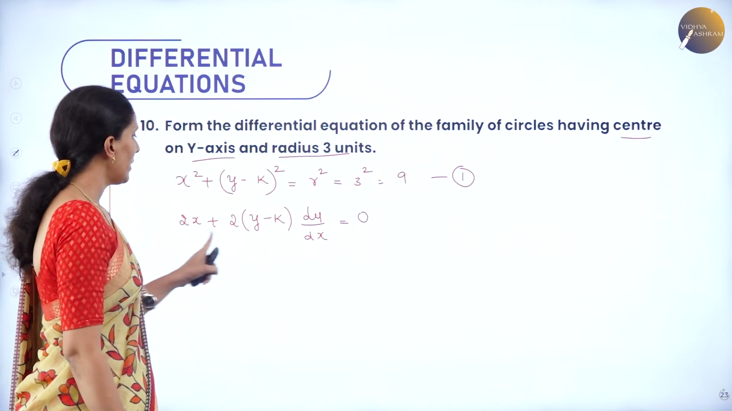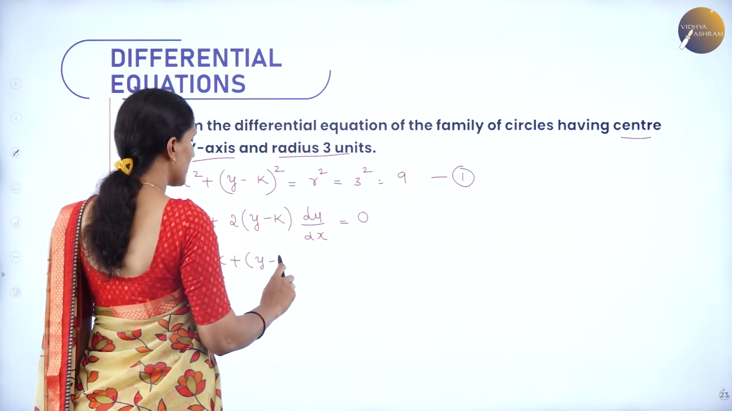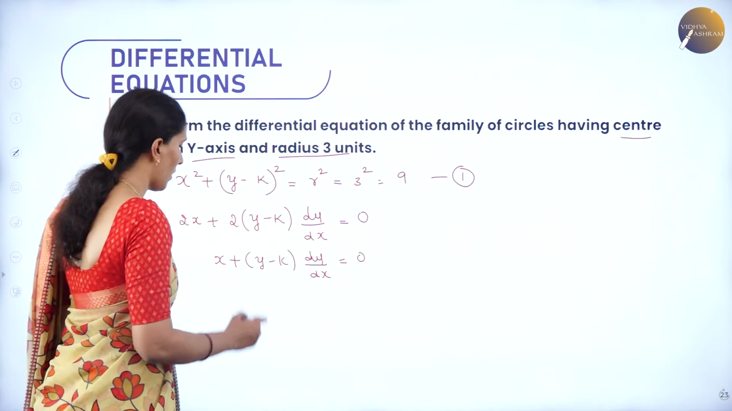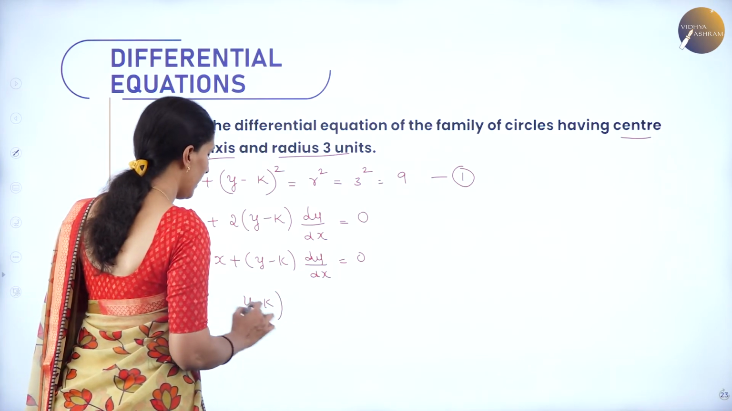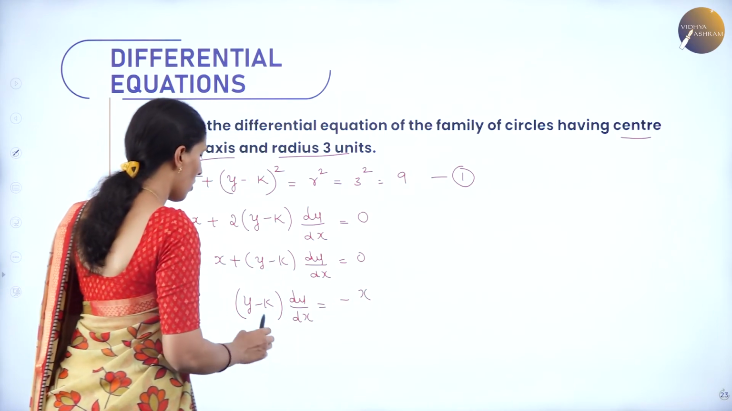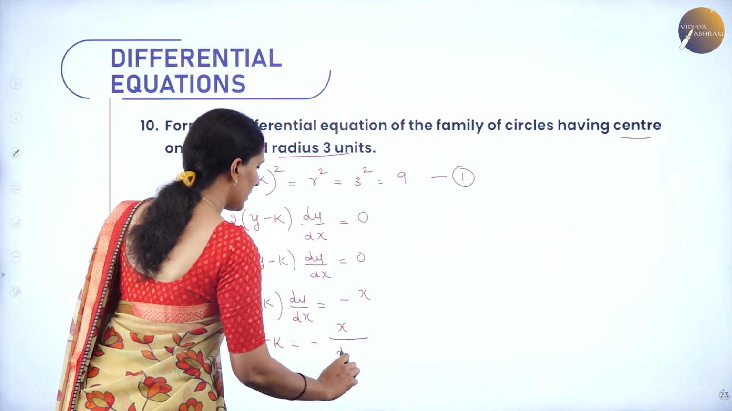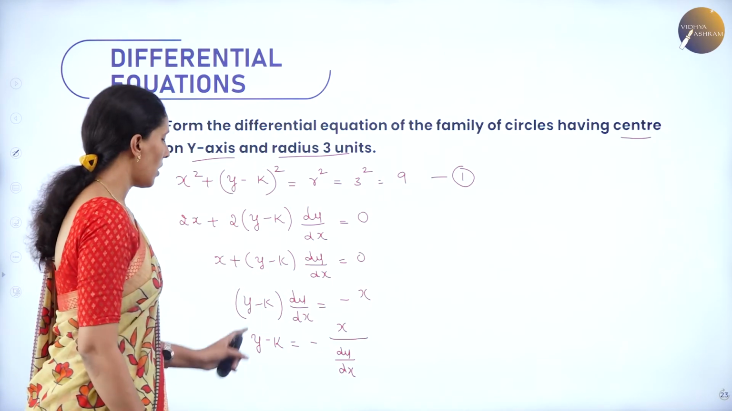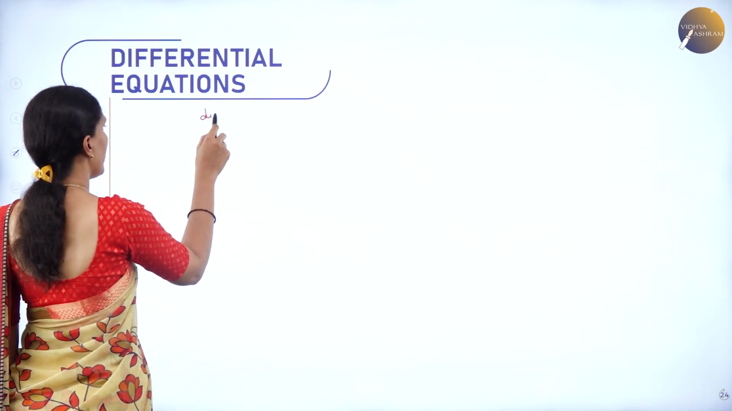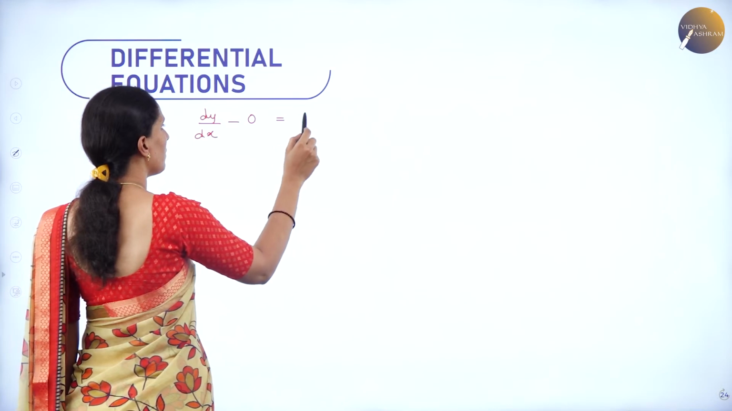Next, we can divide the equation by 2, then it becomes x plus y minus k into dy by dx is equal to 0. Next, this becomes y minus k dy by dx is equal to minus x, or I can write y minus k is equal to minus x divided by dy by dx. So, now again differentiating with respect to x, if you differentiate y, it is dy by dx minus, if you differentiate k, it is 0. Here outside we have minus.